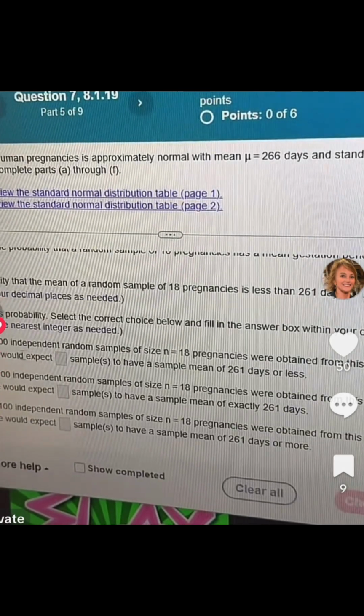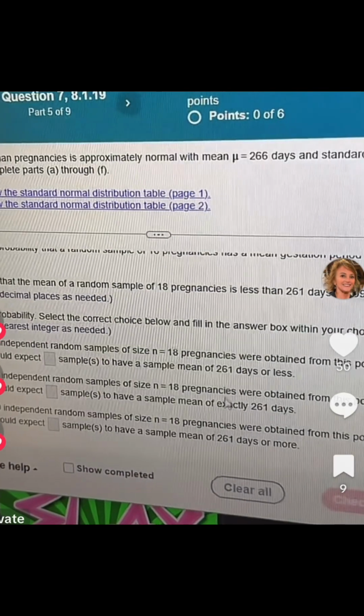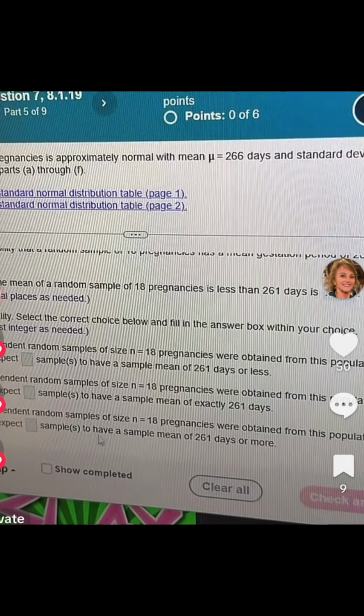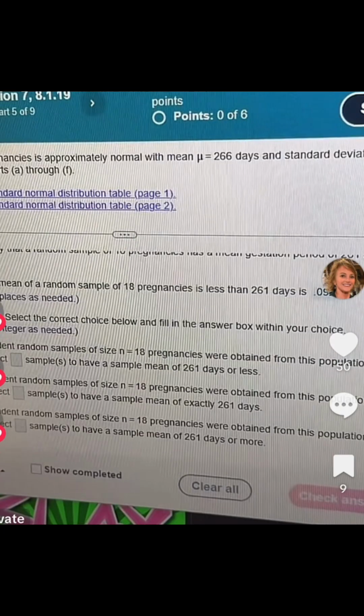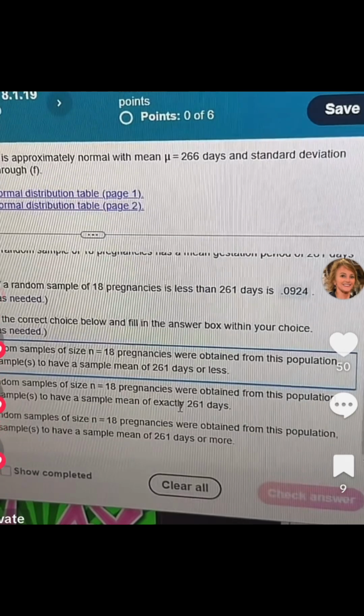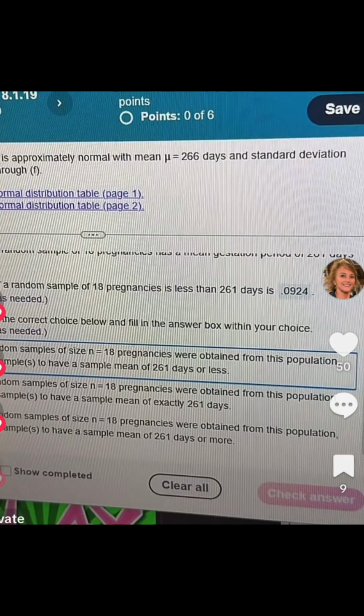All right. This means that if 100 independent samples, multiplying this number by 100 is going to end up being 9, and we are doing less than. So we find the less than. Random sample, we obtain the population, have a sample mean of 261. Now, sample mean. I've got to get my glasses to see what the differences are.